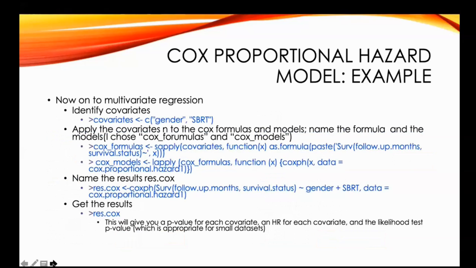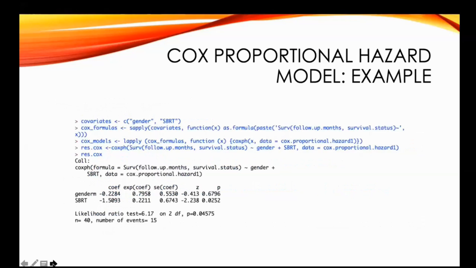So now let's move on to multivariate regression. We have to name our covariates and then use Cox formulas and models and then get the results. The results are going to give us the p-value for each covariate, the hazard ratio, and the likelihood test. So here is the information that we got after entering the covariates and doing the formula and models. And it gives us a p-value for each covariate. So the p-value for gender is not significant on multivariate regression, but the p-value for SBRT is. And we get a hazard ratio, and the hazard ratio for SBRT is 0.22.